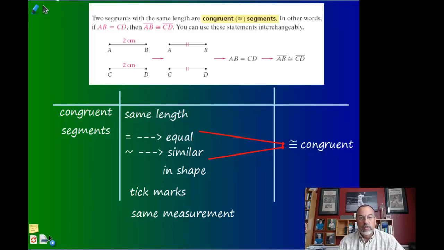So, a lot in that definition. I hope you got all that. Go ahead and this will end this video, and then we'll take a look at the postulate on the next one.